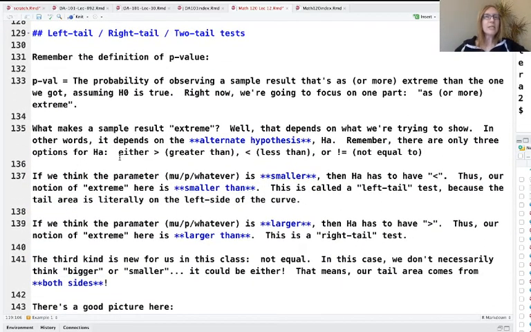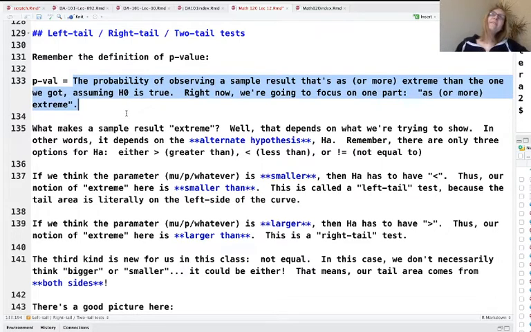One-tail versus two-tail tests. In other words, left-tail or right-tail or two-tail tests. To understand what's going on here, you need to remember the definition of what a p-value is. What's the definition of p-value? If we still had essay questions, I would ask you this as an essay question. The p-value is the probability of observing a sample result that's as or more extreme than the one we got, assuming that the null hypothesis is true.